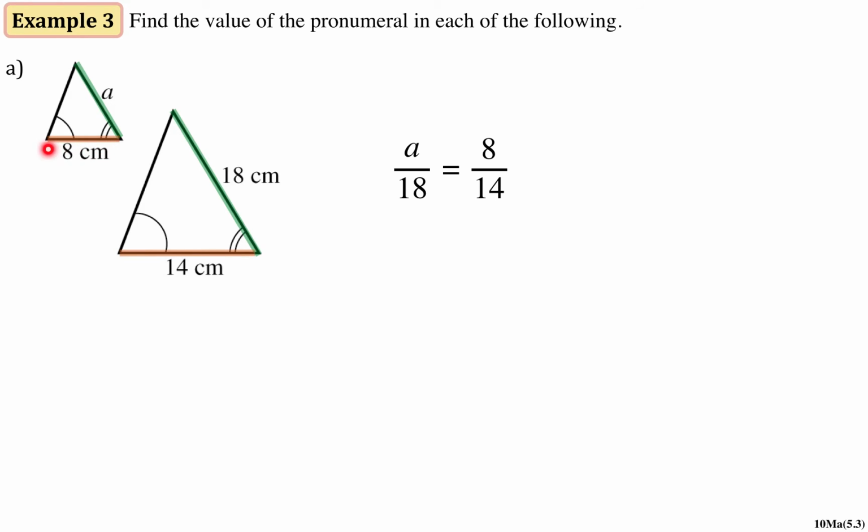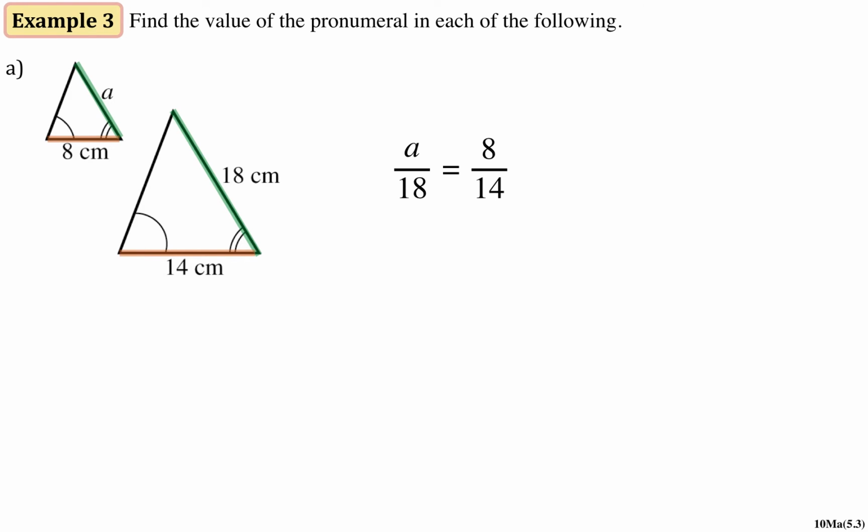Then I'm going to look at some other sides. Well, I know on the small triangle I've got a side length of 8 that matches up with a side length of 14. So they'll divide and give the same ratio as A divided by 18. Well, there you go, I've got it.